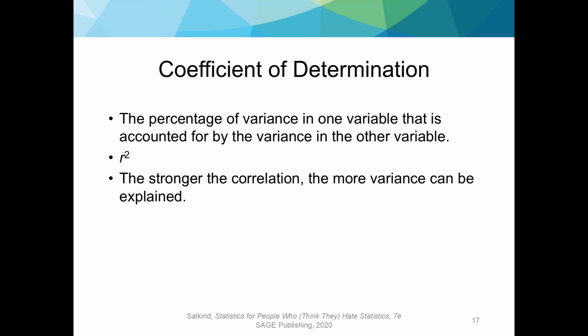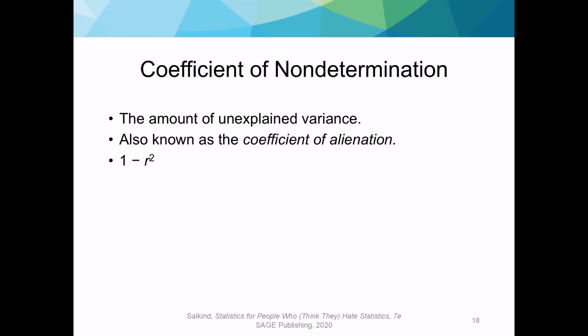This is a very important concept. It tells us the percentage of variance in one variable that's accounted for or explained by the variance in the other variable. The stronger the correlation, the more variance you can explain. The flip side of this is the coefficient of non-determination, which is the amount of unexplained variance. It's also known as the coefficient of alienation and is calculated as 1 minus r squared.